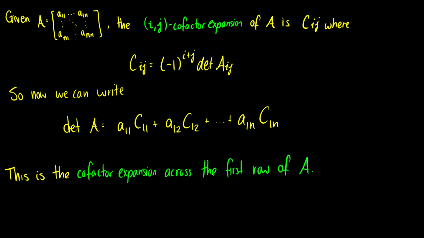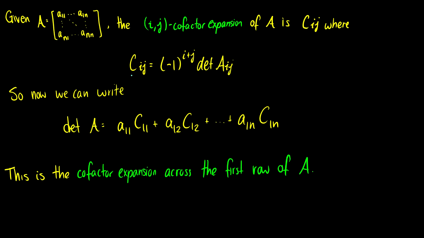In this video, we're going to talk about cofactor expansion. This will make calculating determinants a lot easier. Given a matrix A, which is A11 all the way down to Ann (again, these matrices have to be square), we write the ij cofactor of A as capital C with subscripts ij, where Cij is equal to (-1) to the i plus j times the determinant of capital Aij.